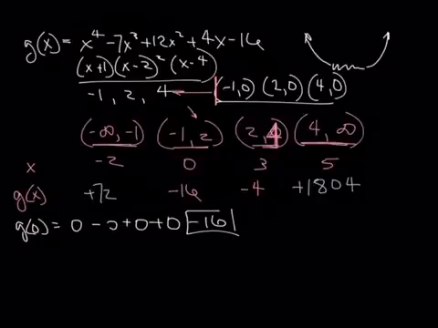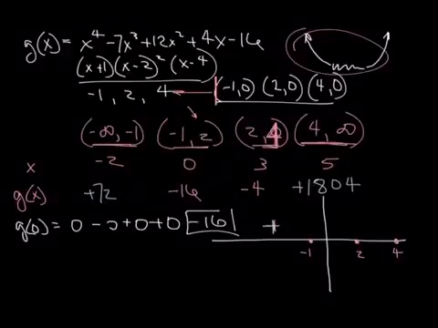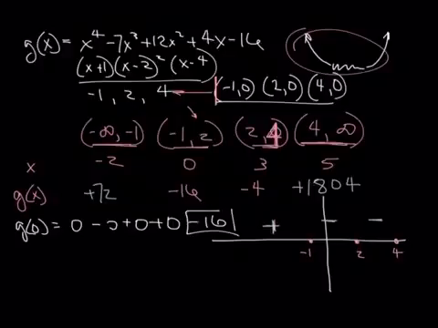Alright, so let's see if we can make kind of a little graph here. And it's going to cross at, what did we say, negative 1, at 2, and at 4. Okay, it's going to look like that. So we're positive over here. Let me get a different color. We're positive here, we're negative here, and positive over there.